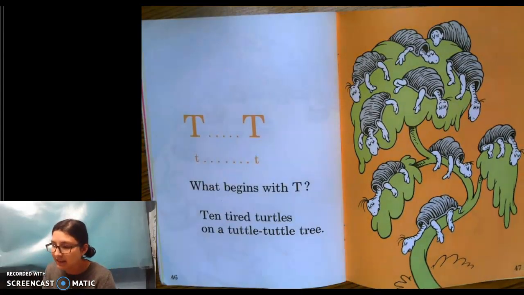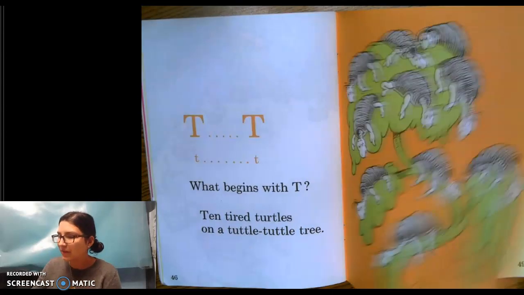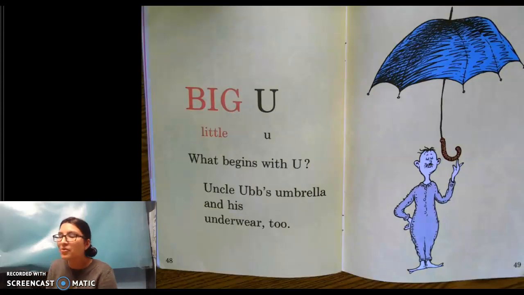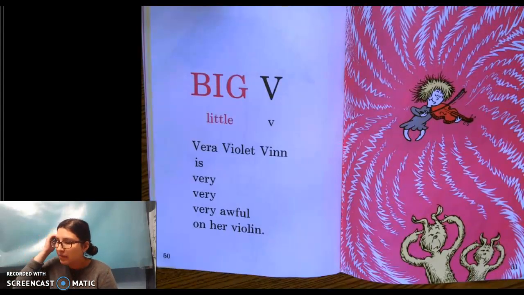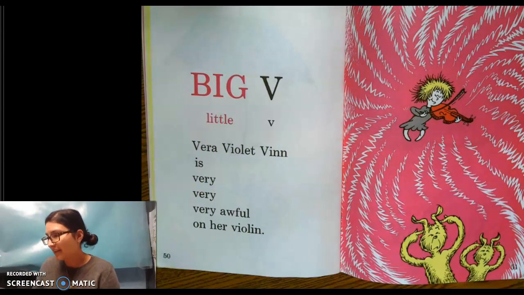T, T, T, T. What begins with T? Ten tired turtles on a tuttle tree. Big U, little u. What begins with U? Uncle Ub's umbrella and his underwear too. Big V, little v. Vera Violet Vin is very, very, very awful on her violin.